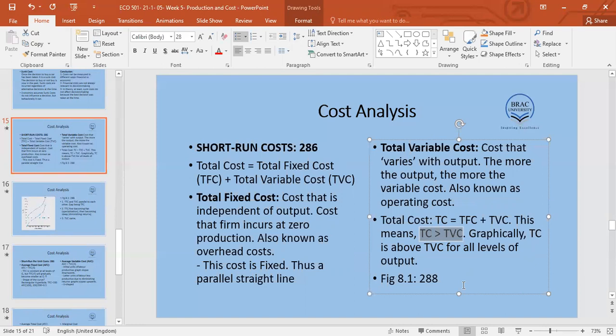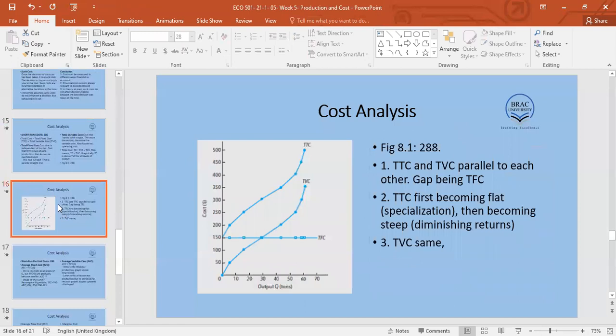What is the difference between the two functions mathematically? The fixed cost. So graphically, we have to show that the two functions are parallel to each other, the gap being the fixed cost. This we can see in figure 8.1, page number 288.